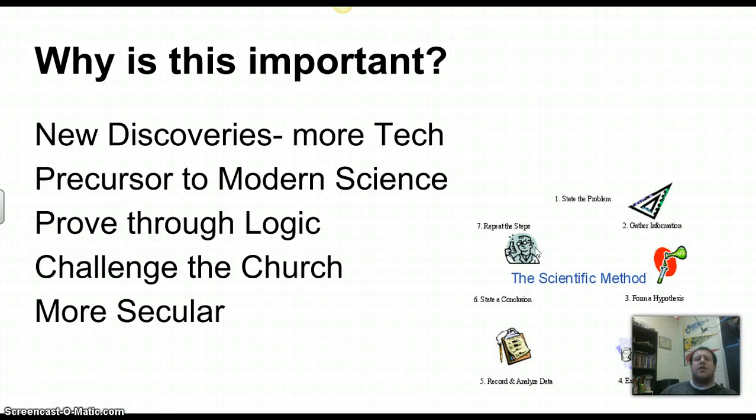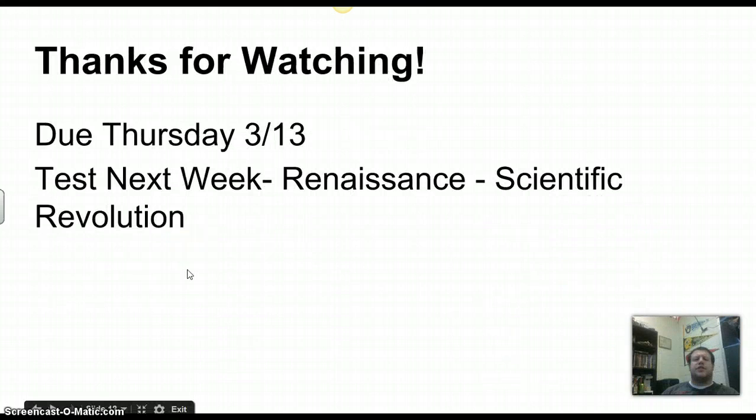Basically, we start using this modern day scientific method, proving things through logic, versus just saying, yep, it's there because God did it, which is kind of what the church wanted to do. Also, it challenged the church, and shows that secular issue of the time, how things got more secular during this time in history.